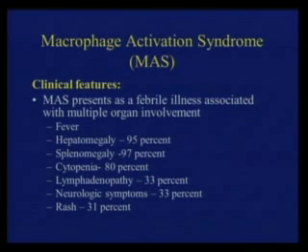Now coming to the clinical features of macrophage activation syndrome, these patients mostly present with febrile illness and multiple organ involvement. You can see hepatosplenomegaly in close to 95 to 97%. Cytopenia is present in 80% of these patients. Lymphadenopathy can be present in 33%. They can develop neurologic symptoms, which occur in 33%, and these seem to be a poor prognostic factor. They can have a rash, which is present in 31%.